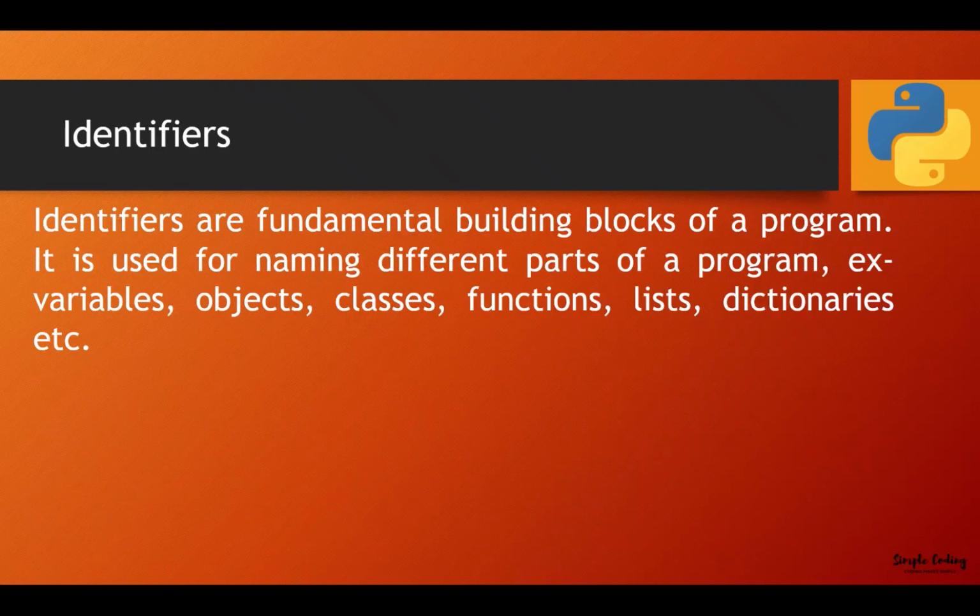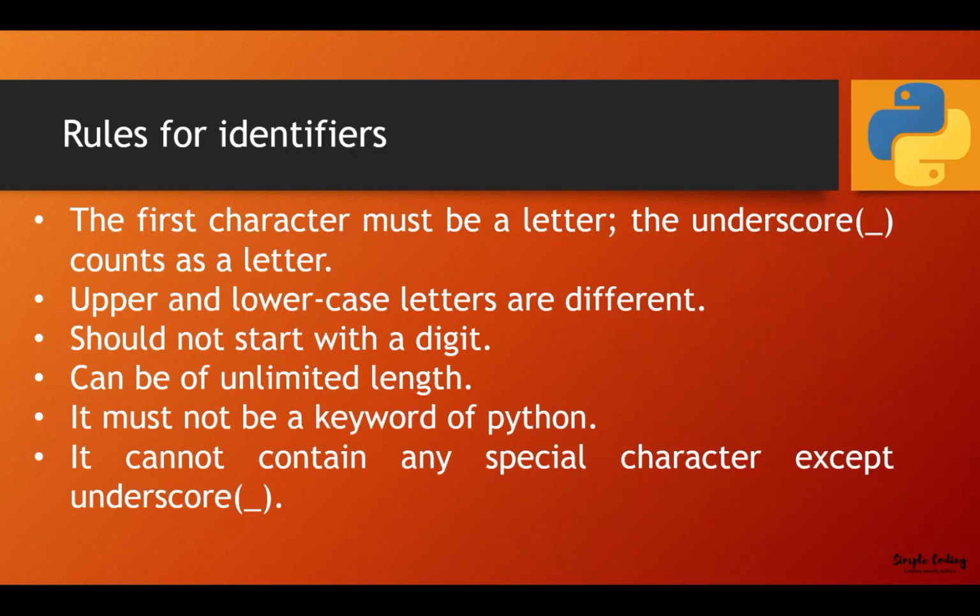Next, identifiers. These are the fundamental building blocks of a program. They are used for naming different parts of a program. For example, variables, objects, classes, functions, lists, dictionaries. These all are identifiers.